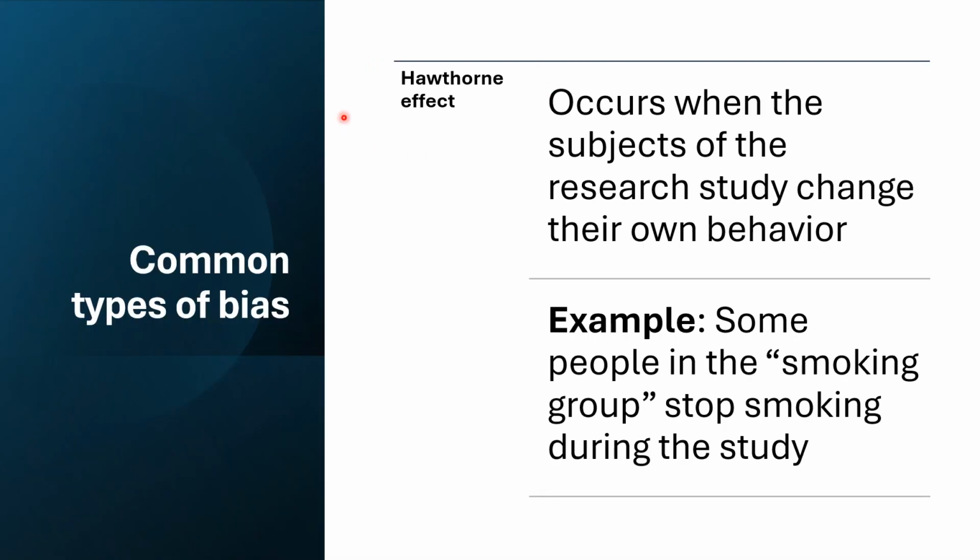Hawthorne effect. Hawthorne effect simply means the desire or tendency of people to change their own behavior when they are observed. In research, it occurs when the subjects of the research study change their own behavior during the study. For example, you are conducting a study on the relationship between smoking and lung cancer. Some people in the smoking group may stop smoking during the study. This is called the Hawthorne effect.